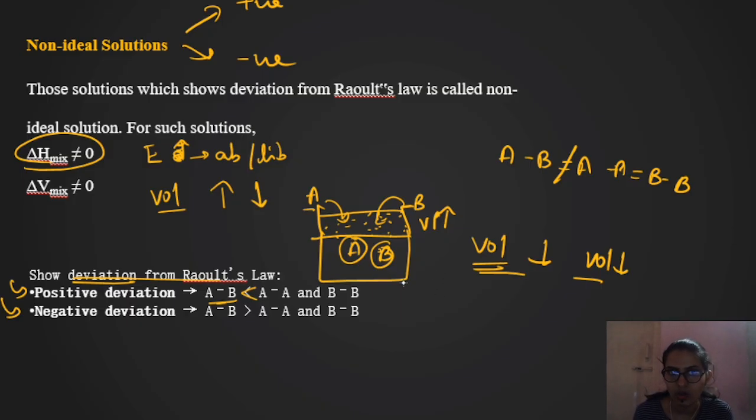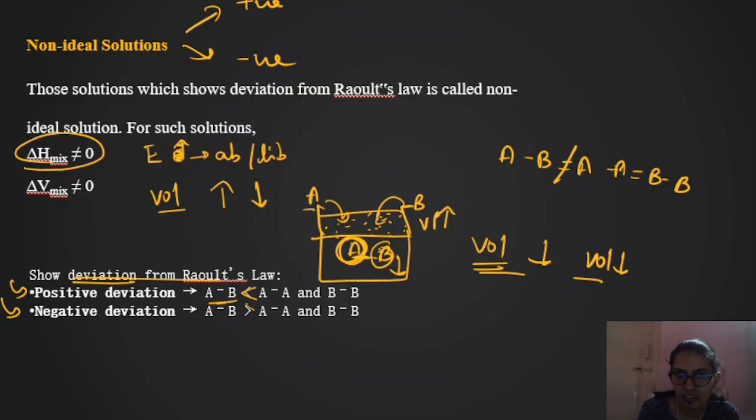So as we expected from Raoult's law, it is not behaving as per Raoult's law. Now they are behaving in a different way. According to Raoult's law, the amount of A determines the vapor pressure, right? But here it is showing a different nature. Because of its interaction, the vapor pressure is increasing. So if the interaction between A and B is lesser, then the vapor pressure is going to be higher.